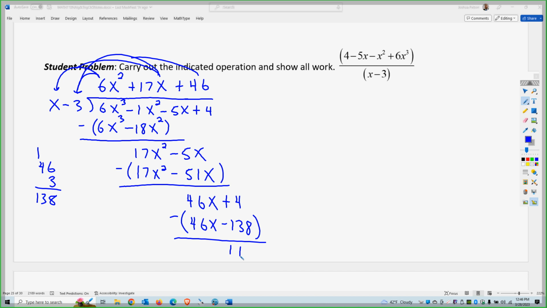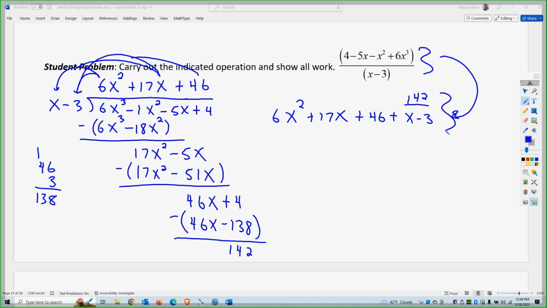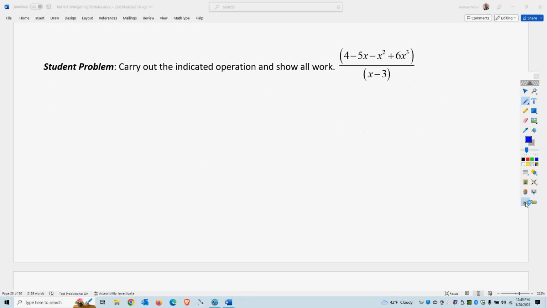So that's 142. Okay, so my actual answer is 6x squared plus 17x plus 46, and a remainder, what did I say, 142? So 142 over the original divisor. So this is equivalent to this essentially. Okay, so let's go to the next page and talk about place value.